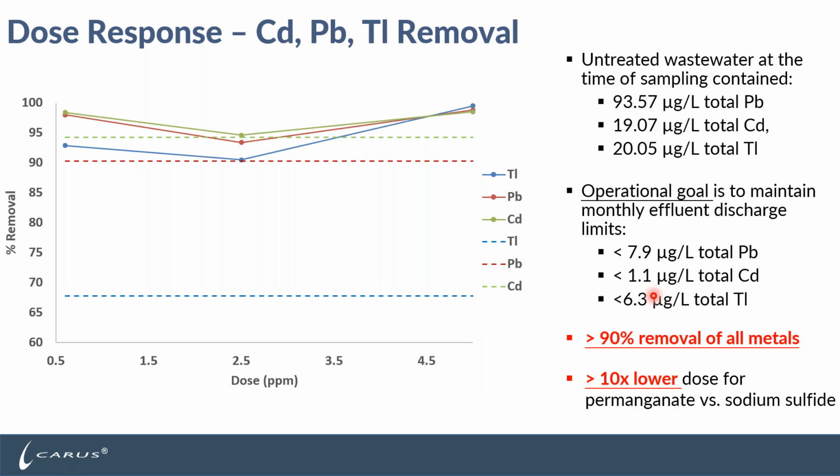The graph here shows the percentage removal of each metal at different doses of permanganate. The solid lines are for the permanganate treatment, while the dashed lines show the percent removal using sodium sulfide, which was around 50 ppm. So we could clearly see that permanganate achieves well over 90% removal for all three of those metals, and in particular clearly achieves much higher removal of the thallium component, which is shown in the blue lines.